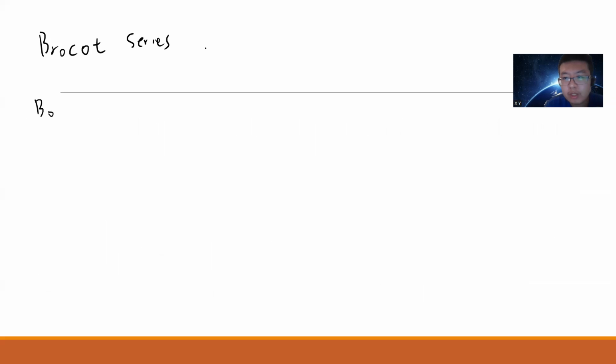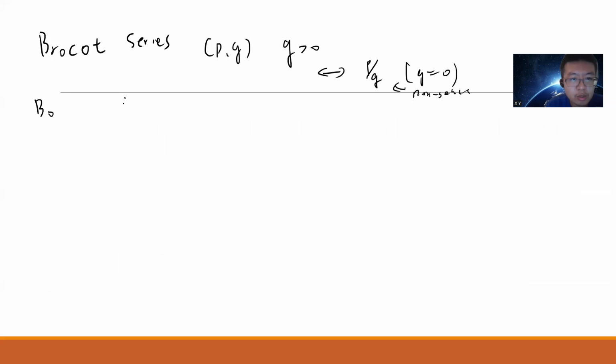Imagine that we are trying to write pairs (p, q) where q is greater than 0. I denote this pair to be p divided by q. Notice that when q equals 0, I just define it to be nonsense, but I will still use it. So B0 I define to be 0/1 and 1/0. You can think of 1/0 as a nonsense number, and this number will correspond to infinity. And B1, I define to be 0/1, 1/1, 1/0.